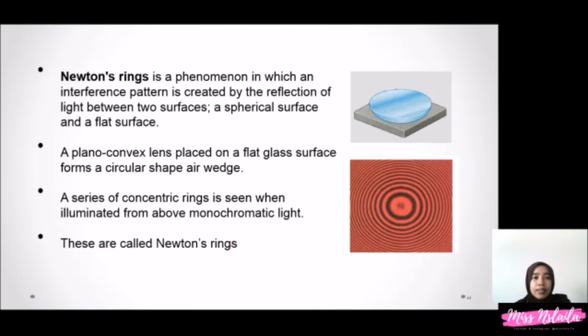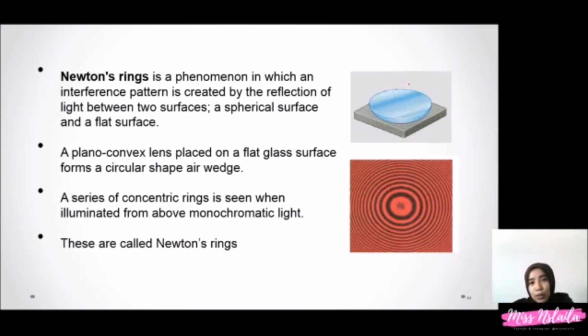So Newton's ring is a phenomenon in which an interference pattern is created by the reflection of light between two surfaces. The first one is a spherical surface and the second one is a flat surface. So what we do is we put a plano convex lens on a flat glass surface and it will form a circular shaped air wedge. So the result is we will see a series of concentric rings when illuminated from above by monochromatic light. These are called Newton's rings.